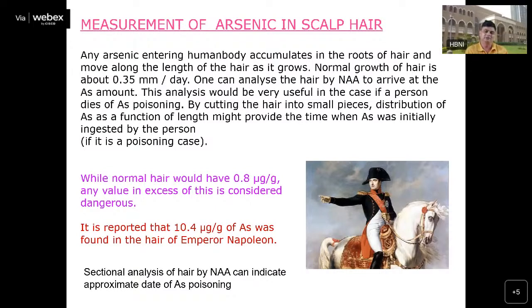So the analysis done on the hair of Napoleon shows that it contains about, say, 10 to the power minus 4 microgram per gram. So that gives a boost to the apprehension people were having that death was because of arsenic poisoning. Similarly, because hair grows from the skull, if you do a sectional analysis of the hair, one can indicate the approximate date of this arsenic poisoning also.